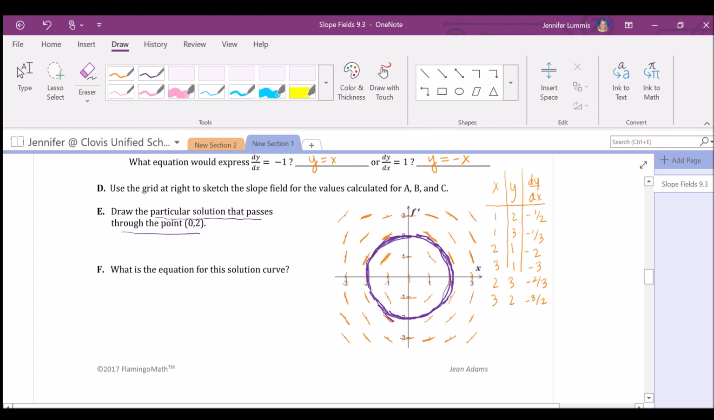So now we're going to solve the particular solutions. We want to solve the differential equation. We're going to start with our differential equation that we were given.